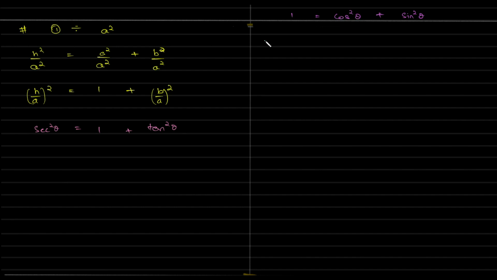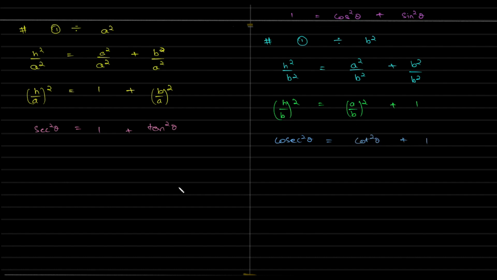As simple as that. Now, the third one is divide equation 1 with what? Yes, b square. So h square by b square is equal to a square by b square plus b square by b square. We'll rewrite this as h by b the whole square is equal to a by b the whole square plus 1. H by b is what? H by b is cosecant theta, it's inverse of sine, right? A by b is cot theta, so cosecant square theta is cot square theta plus 1. And thus you have all the three identities.